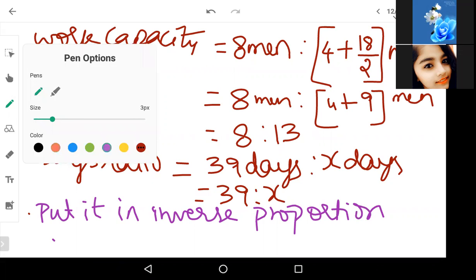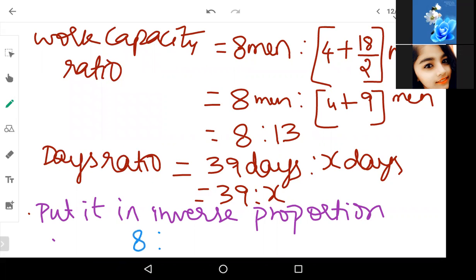Now, which means one of the ratios will be as it is and the other ratio will be reversed. So 8 is to 13 is as it is. 39 is to x, I have reversed it as x is to 39. Now solve it as it is with product of extremes is equal to product of means.